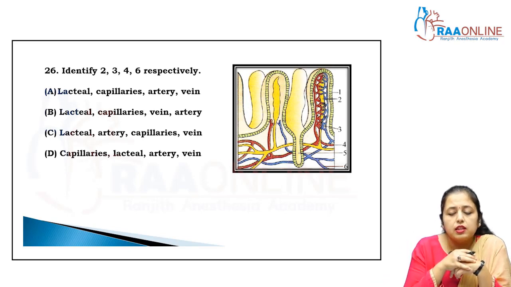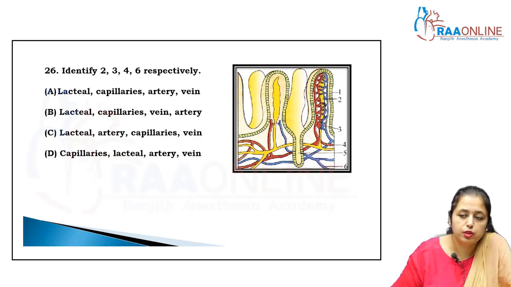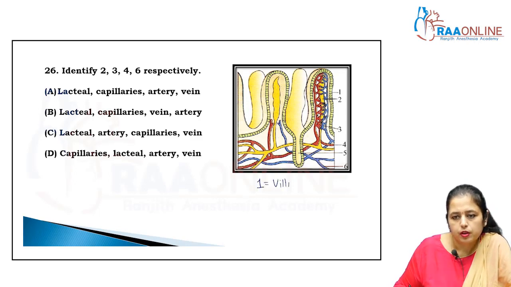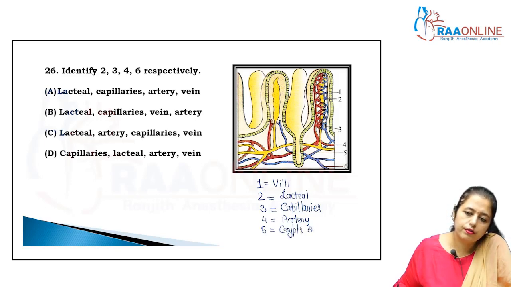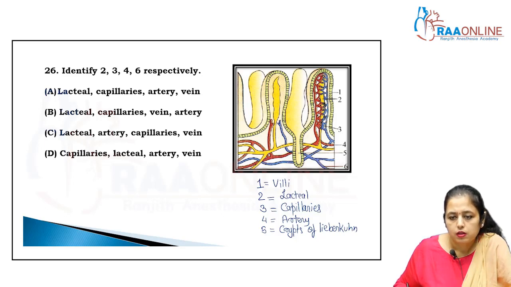This is the diagram of the lacteal. This is the diagram of the NCERT given on page number 260. 1 represents the villi, 2 represents the lacteal, 3 represents the capillaries, 4th represents the artery, 5th represents the crypts of Lieberkuhn, 6th represents the vein, right?